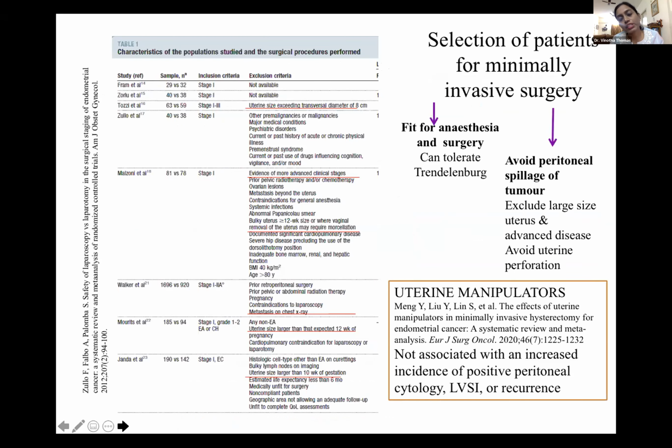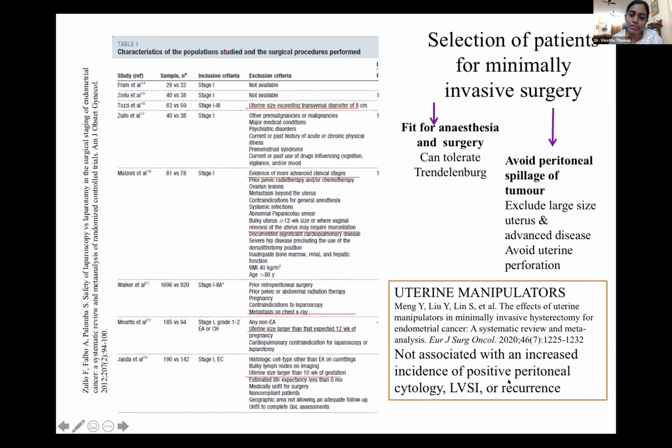How do we select patients for minimally invasive surgery? Definitely patients have to be fit for anesthesia, deep Trendelenburg, and the reduced lung volume which comes with deep Trendelenburg. The second most important thing is that we have to avoid peritoneal spillage of tumor. As we looked at the characteristics of studies included in the Falbo and Paloma et al. systematic review, they had excluded large size uterus and advanced disease. Another element that we have to consider is to avoid uterine perforation with uterine manipulators.